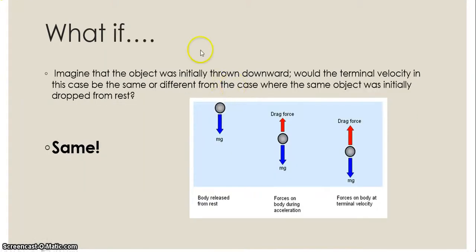So if an object was thrown downward, the terminal velocity would be the same. However, the time it takes for the object to reach terminal velocity would be different because the object thrown downward would have to decelerate a lot more in order to reach zero acceleration. So in both cases, it would end up like this, but one would just take longer.